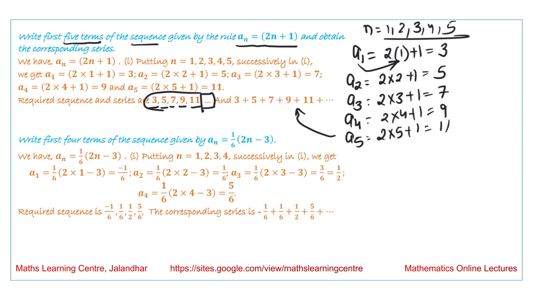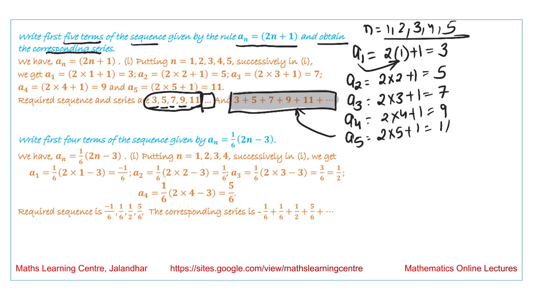We are also asked to obtain the corresponding series. Series means we add all these terms. We write 3 plus 5 plus 7 plus 9 plus 11. So a plus sign is there in between all these terms, and this forms a series.